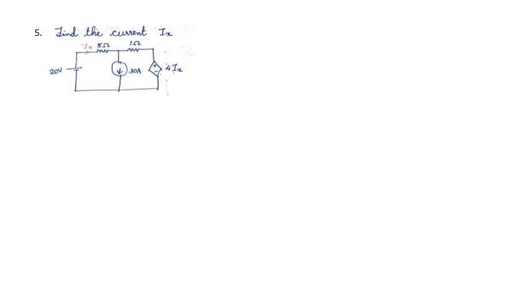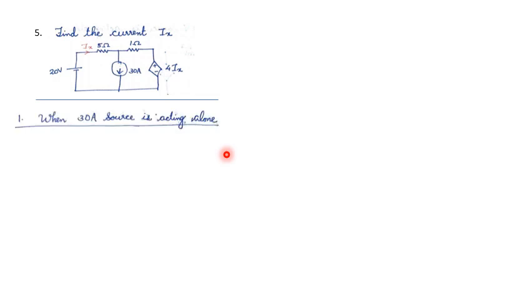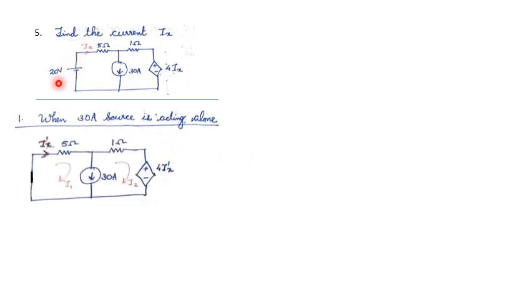Now we are moving to the next problem. This is the question: find the current Ix. Here we have two independent sources, a 12 volt source and a 30 ampere current source, and a dependent voltage source is here. Now we are considering only the 30 ampere source. When the 30 ampere source is acting alone, replace the other source by a short circuit. So the diagram will be like this.